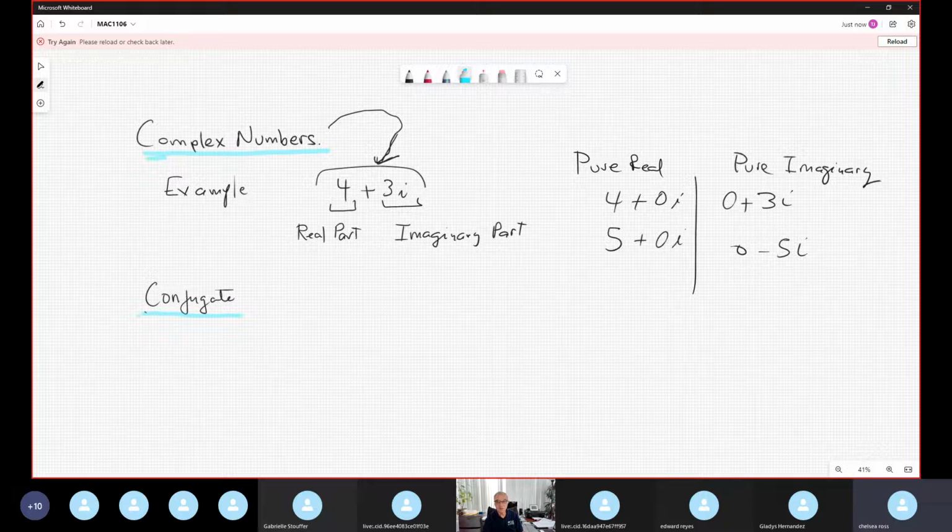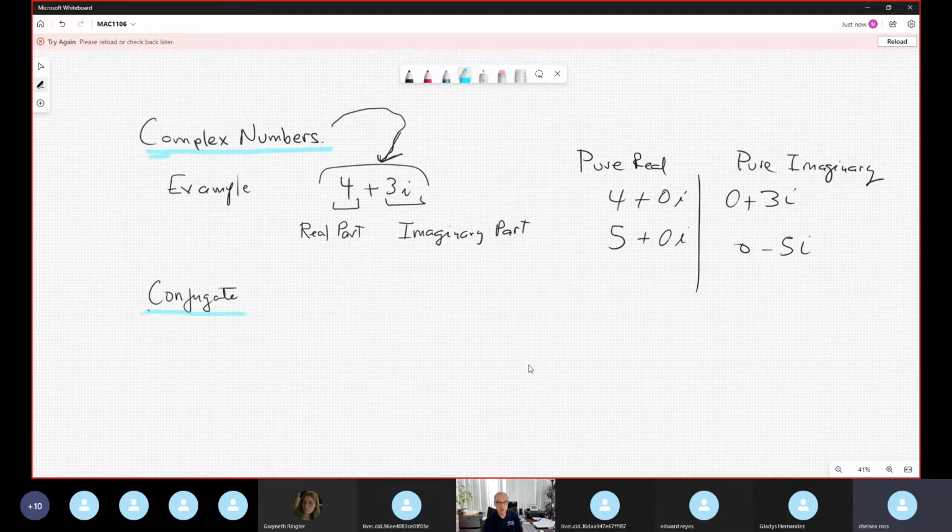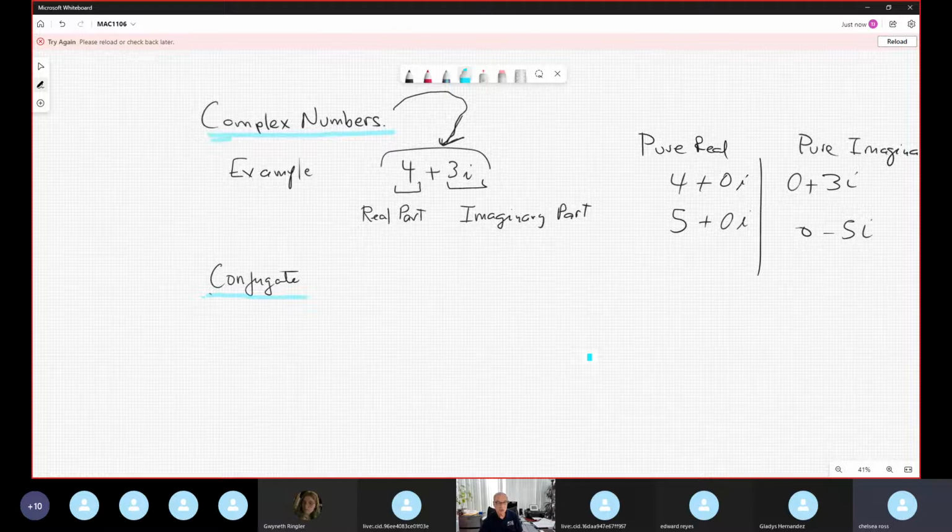Okay. What is conjugate? The notation that we are using for conjugate: suppose the same complex number 4 plus 3i, but you put the hat here to represent conjugate. As easy, you copy exactly the same, but you change the sign only for the imaginary part. The conjugate by definition is the same complex number, but the imaginary part has the opposite sign to the original. Okay?